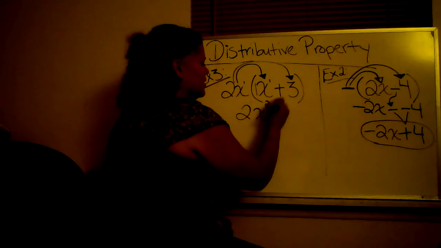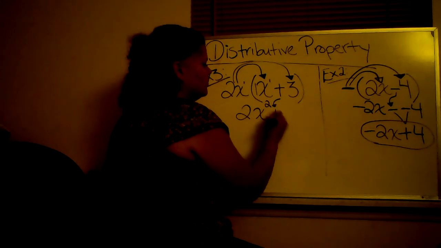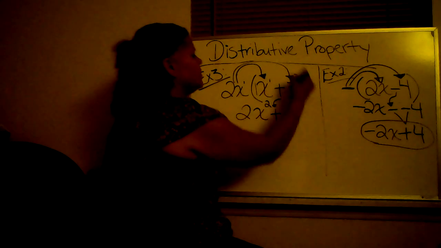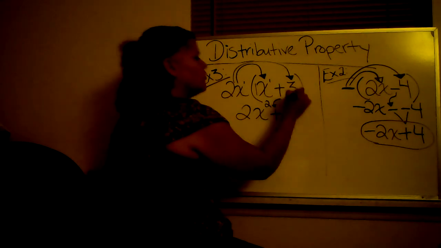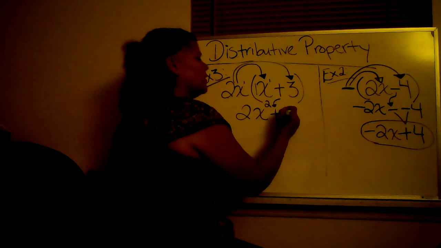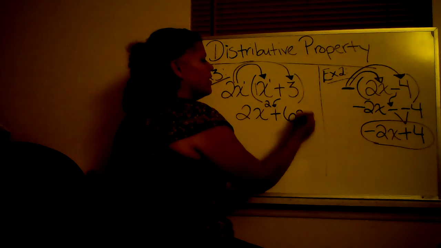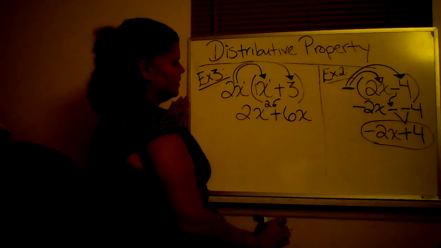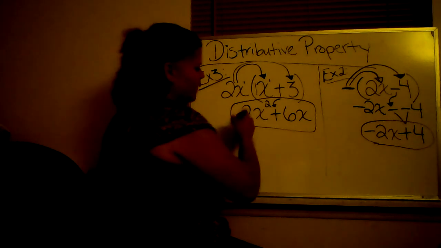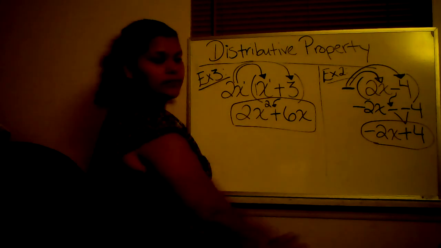Then bring down the sign again. Bring down that sign. And then you have 2x times 3. So 2 times 3, 2x times 3. So you have 3 2x's. That's 6, and then x, 6x. So right here is your final answer. You have distributed to both terms. All right?